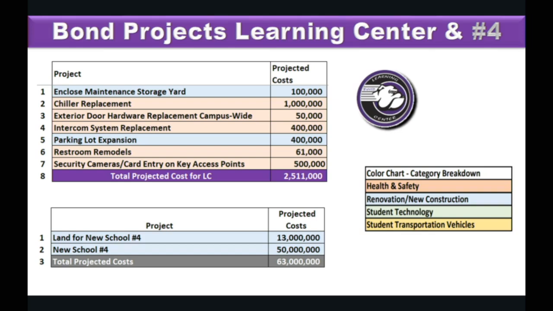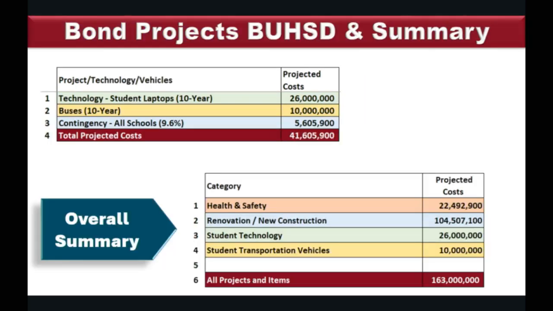And then land for school number 4, which you talked about, and the school number 4, $50 million, and to round out the bond, the laptops would be $26 million for 10 years worth of laptops. We have also some infrastructure in there for switches and servers.